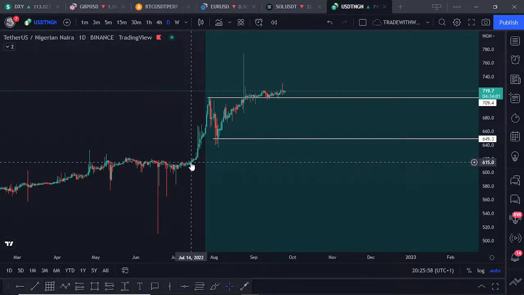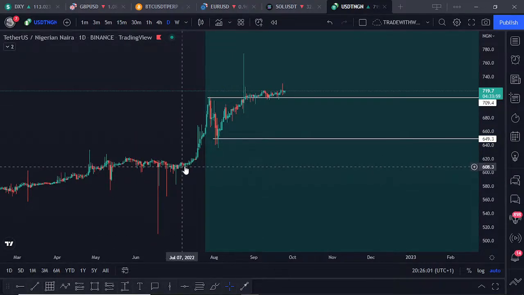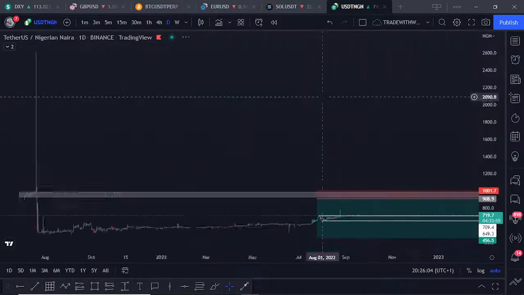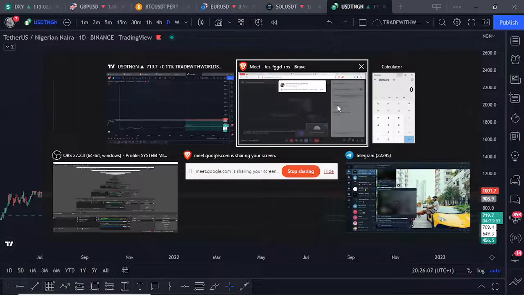What year was this? 2022. You can see this year, the inflation started this year. Look at the spike. So I didn't mean there was no inflation. This will still be normal. But looking at the dollar right now to Naira.